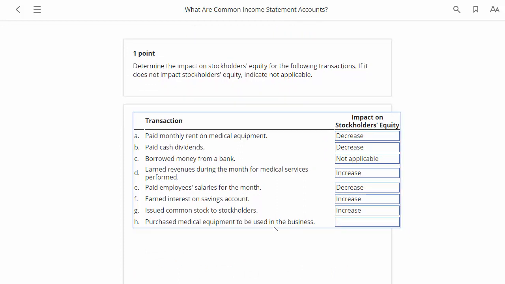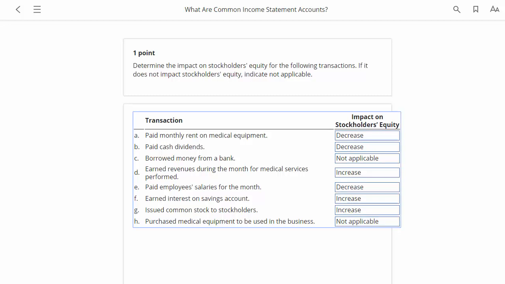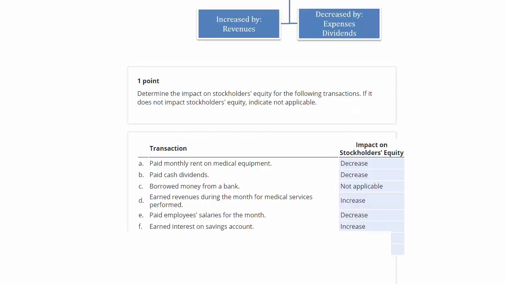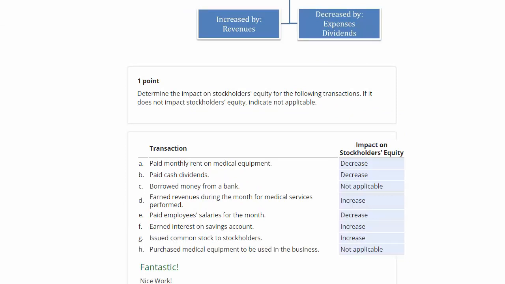Okay, and we purchase medical equipment to be used in the business. That's just an asset purchase. Doesn't have any impact on income, so that's not applicable. All right, let's see how we did. Okay, I hit the submit button. We get this nice message. Fantastic. We answered this one correctly.